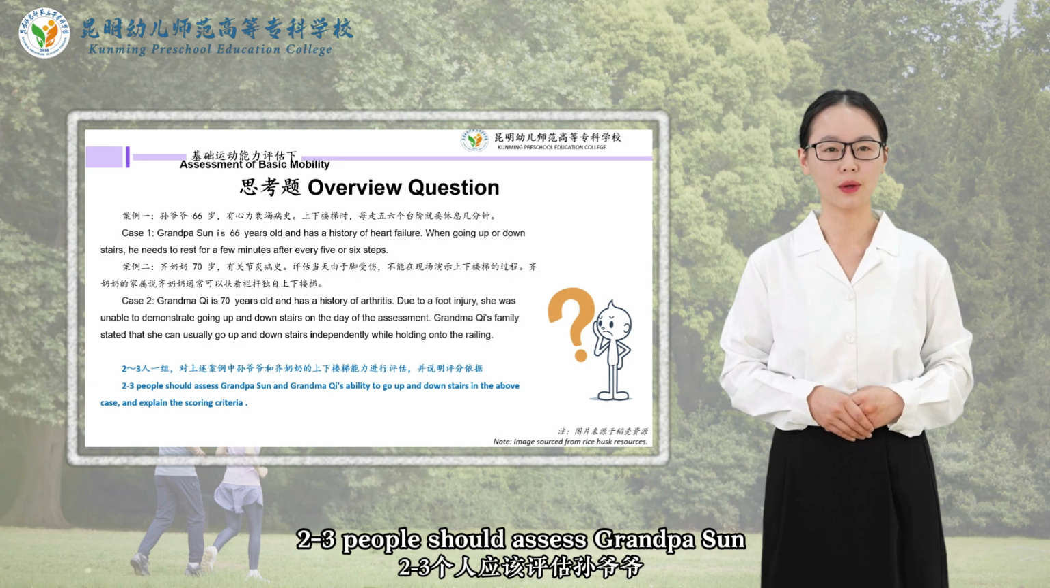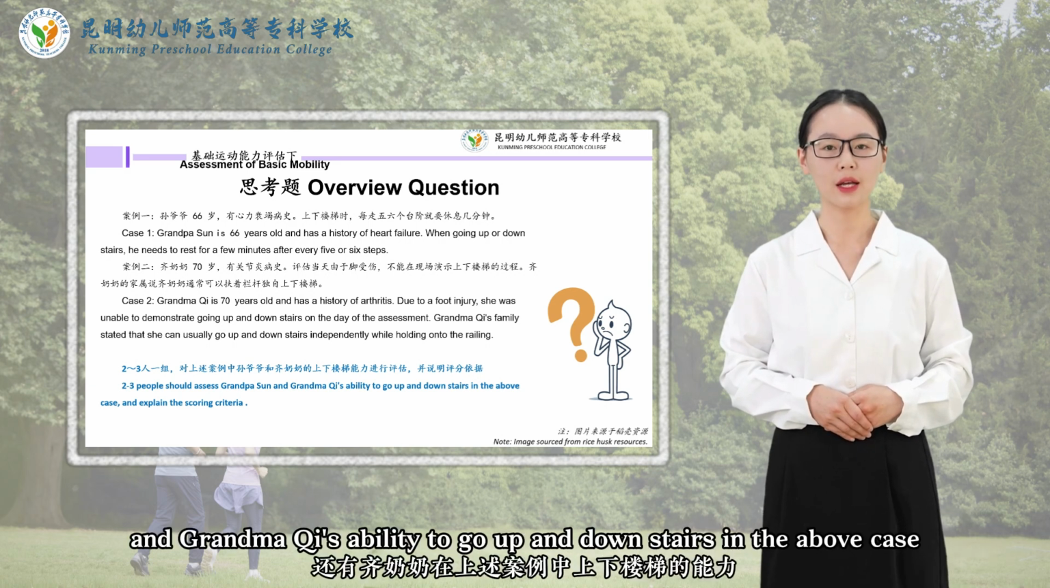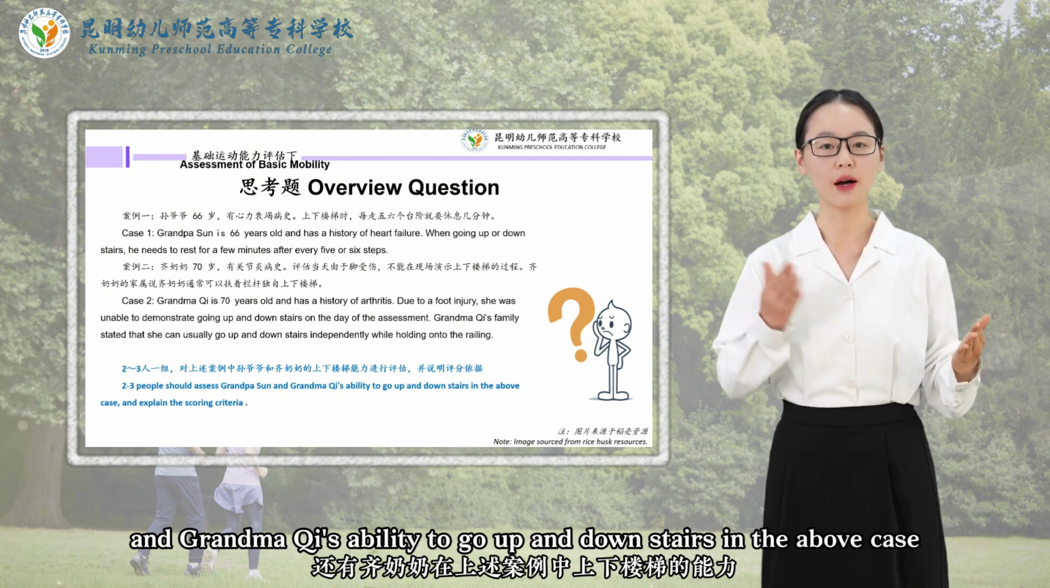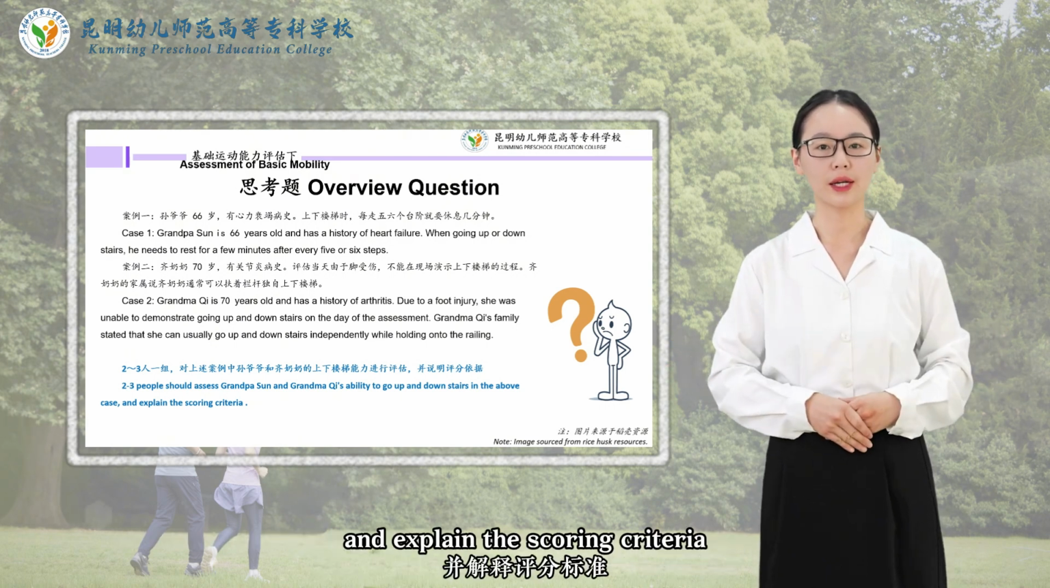2 to 3 people should assess Grandpa's son and Grandma Ki's ability to go up and down stairs in the above case and explain the scoring criteria.